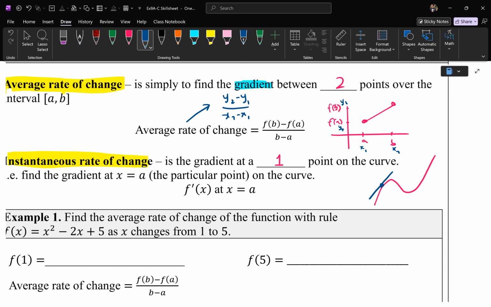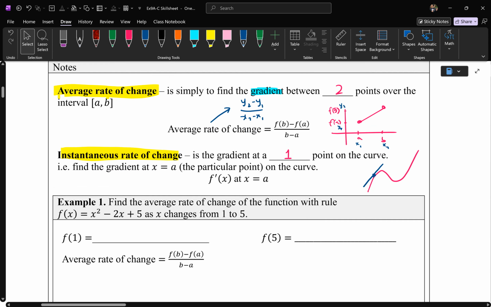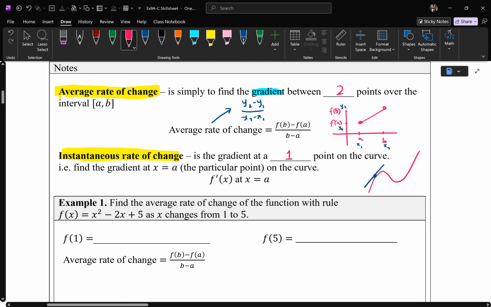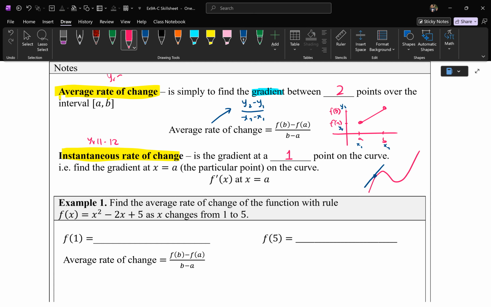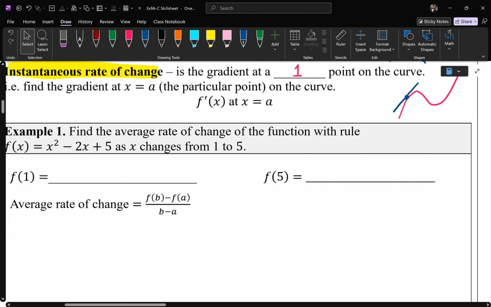Okay, so if they ever say instantaneous rate of change, which you don't often see in the exam, they don't use that term, but you do calculate for that. So that's when you find the gradient at x equals a. That's an example of instantaneous rate. Okay. So that's the difference between the two. Your skill for year 11 and 12 is to learn instantaneous rate of change. Average rate of change is your year 9, year 10 skill. Let's do an example so you can see the difference between the two.